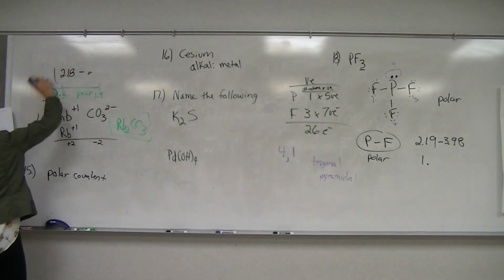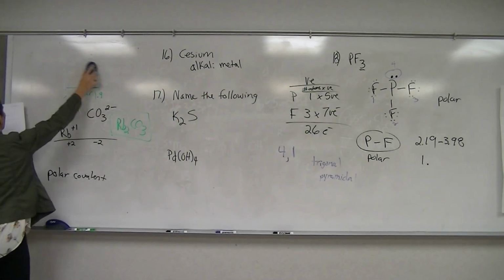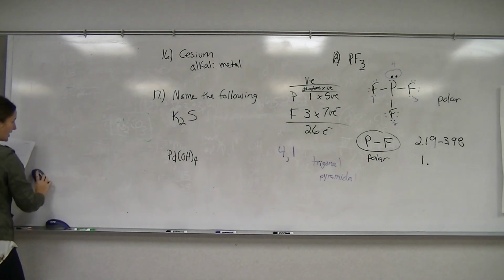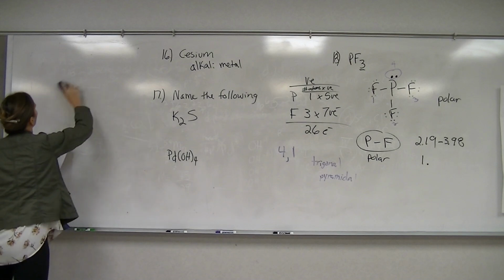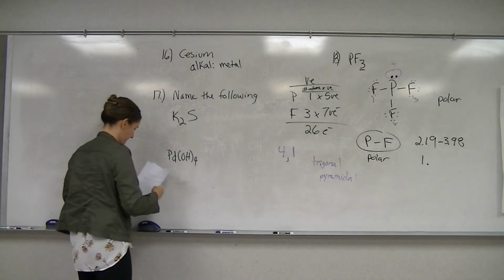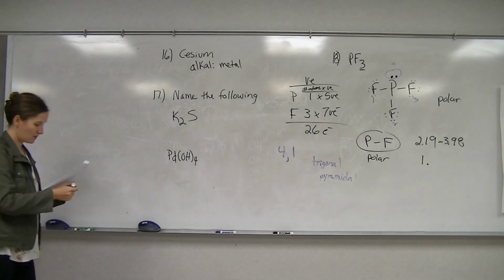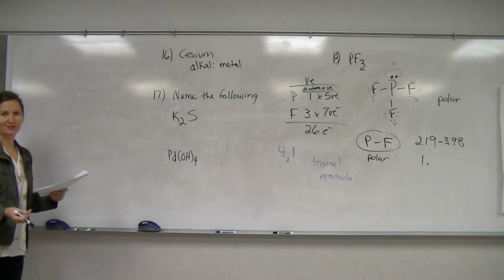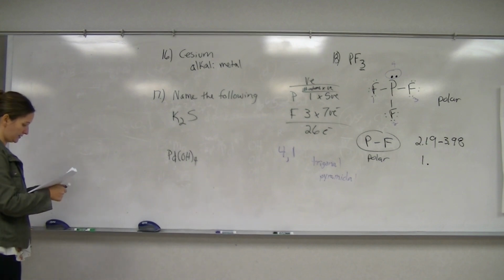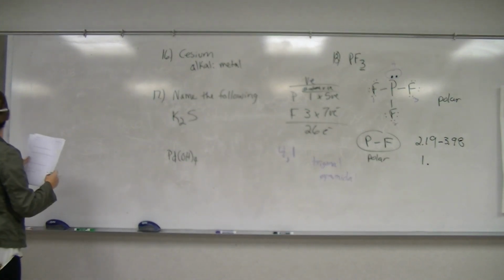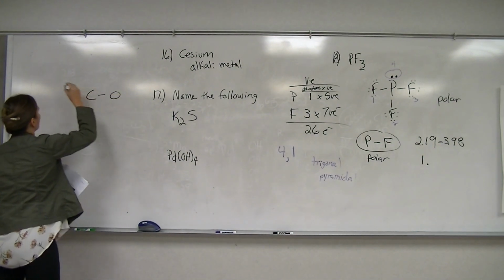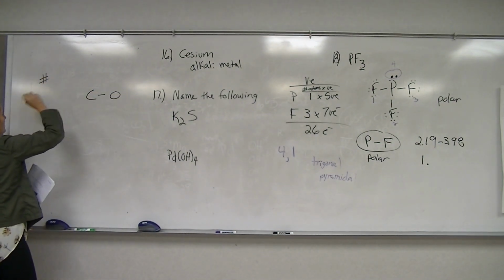All right, let's move on to number 20. What type of bond is present in the molecule carbon monoxide? I think I actually did that last class. But to figure that out, when I say what type, single, double, triple, what type of bond? So to do that, you would need to go through all the steps of the Lewis structure.